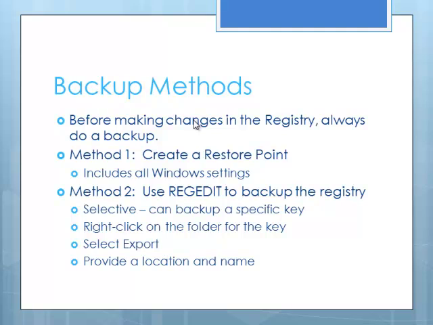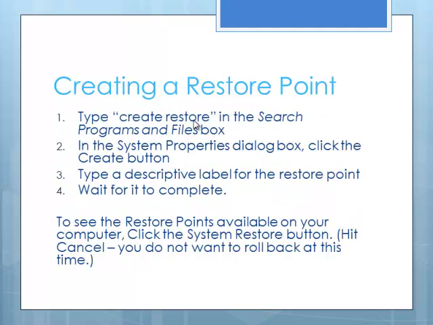information for that hive. So if you're going to do it through a restore point, you can type Create Restore in your Search Programs and Files box. That will help you get quickly to the System Properties dialog box, and then you can click the Create button near the bottom. Give a descriptive label for the restore point, and then wait for it to complete.